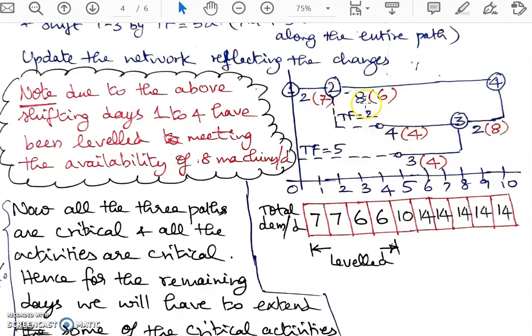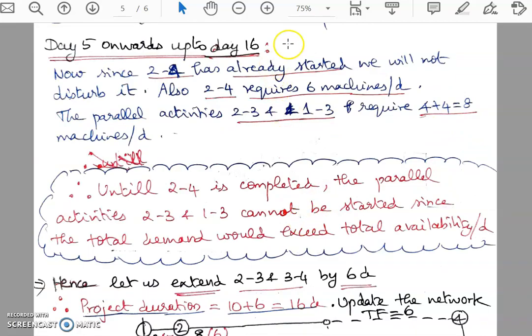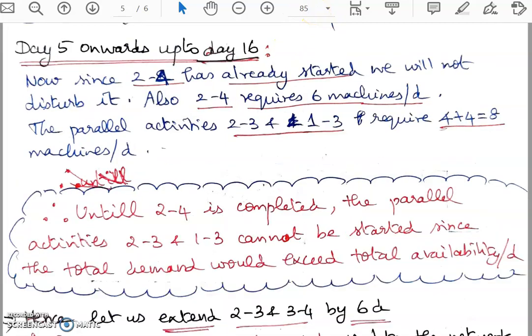Why 6 days? That means I will get or start this activity only on the 11th day. By that time, 2-4 would have been completed. So what I will do is extend 2-3 and 3-4 by 6 days. Okay, so that's what I'm going to do here. So as I've told, this is the change I'm doing.